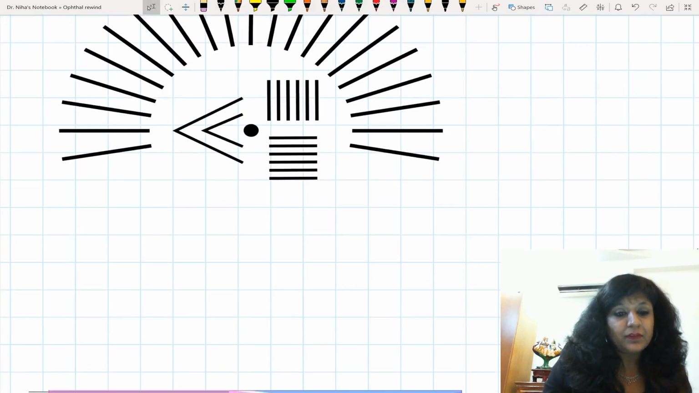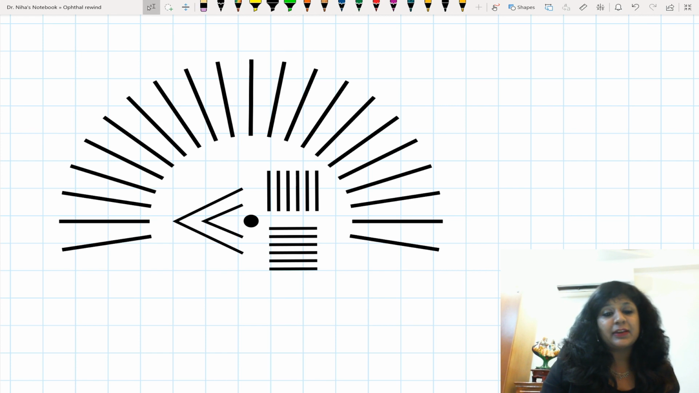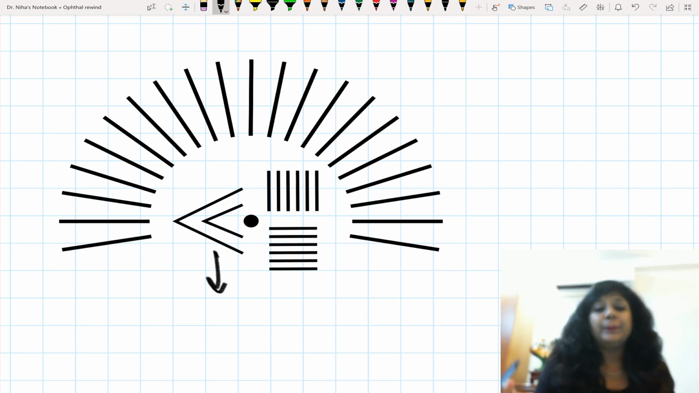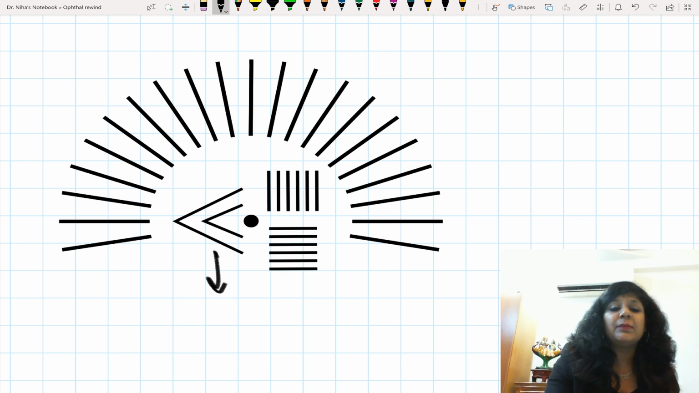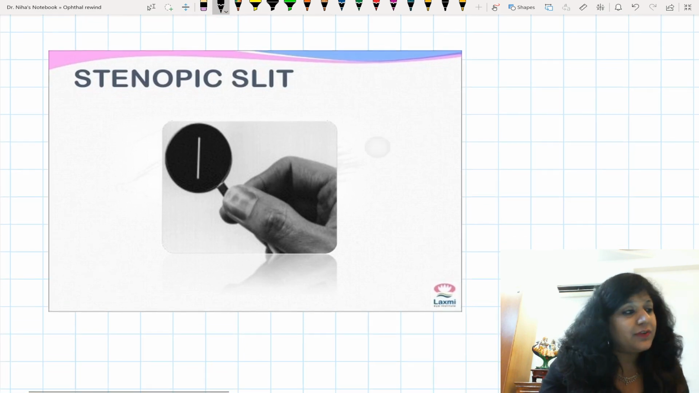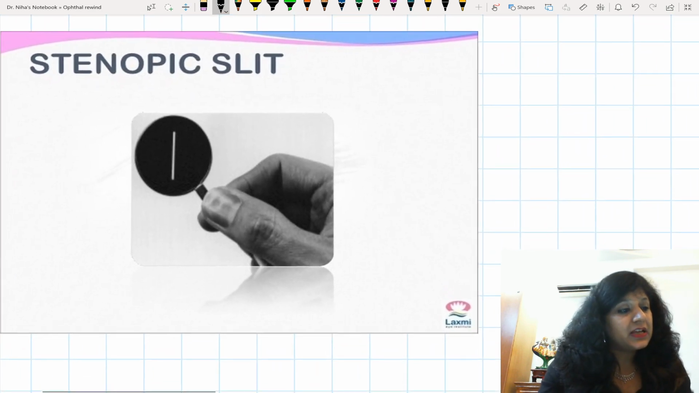Okay. So in some of the astigmatic fans, you will see this V pattern and these blocks also. The funda is same, but this will become more complex. So we are not going into much details. Okay. Then we have got the stenopic slit.